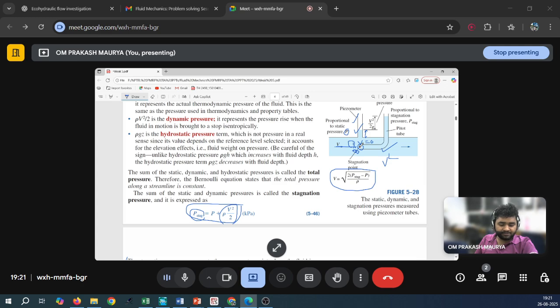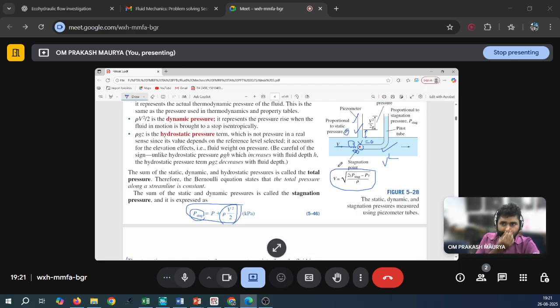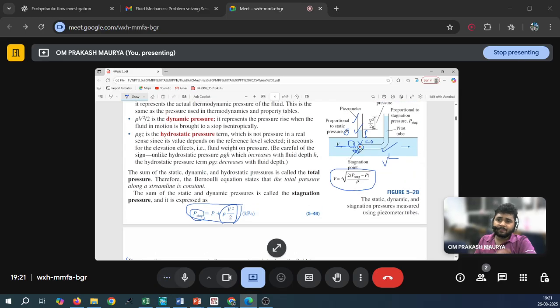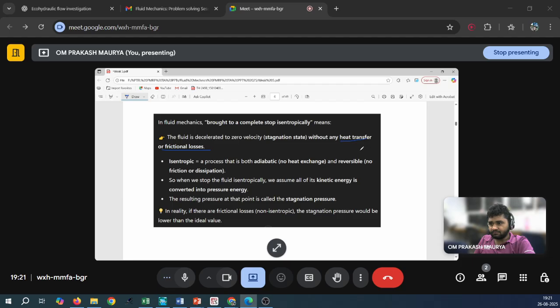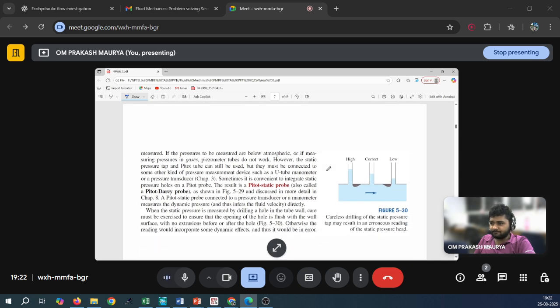A little bit, it depends on the instruments, how much loss there is, or whether the loss is negligible. It depends on the instrument condition. But for the derivation purpose, or for the conceptualization purpose, we are trying to understand here the complete stop isentropically. Meaning here, all the kinetic energy will convert into the stagnation pressure, or stagnation energy, or static energy, you can say also. So now let us move on to another concept.